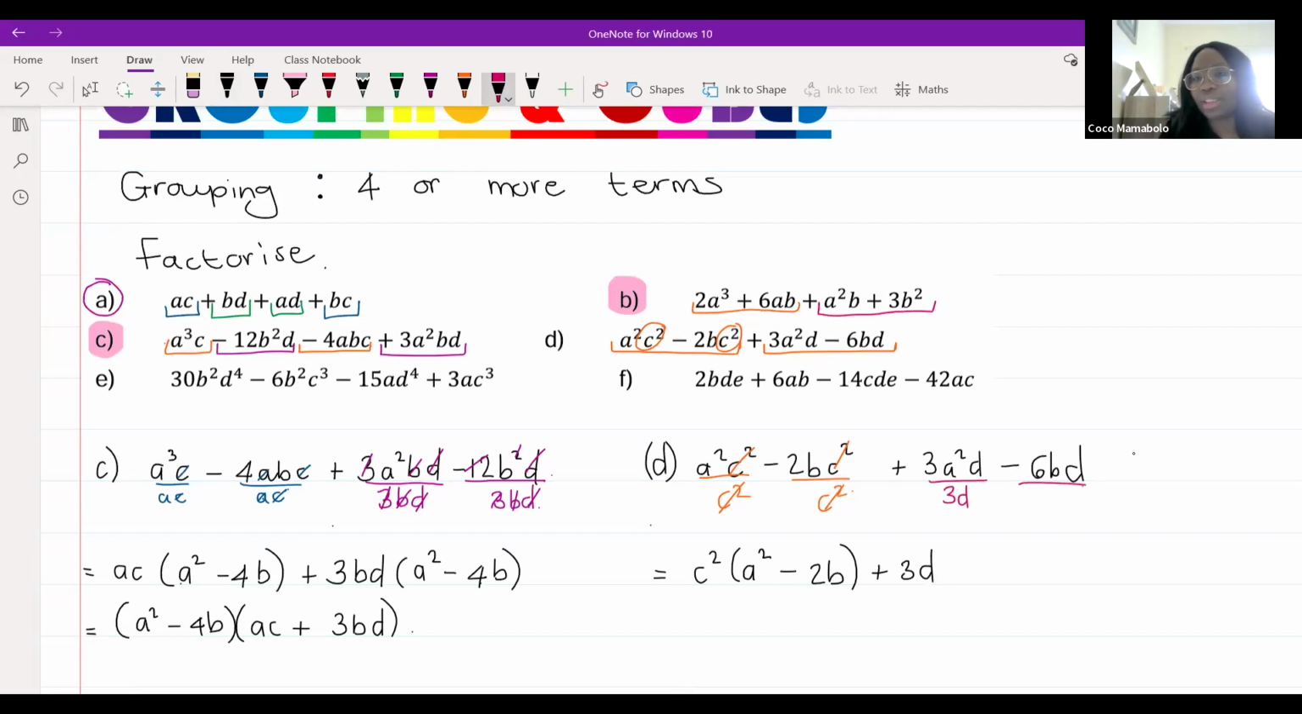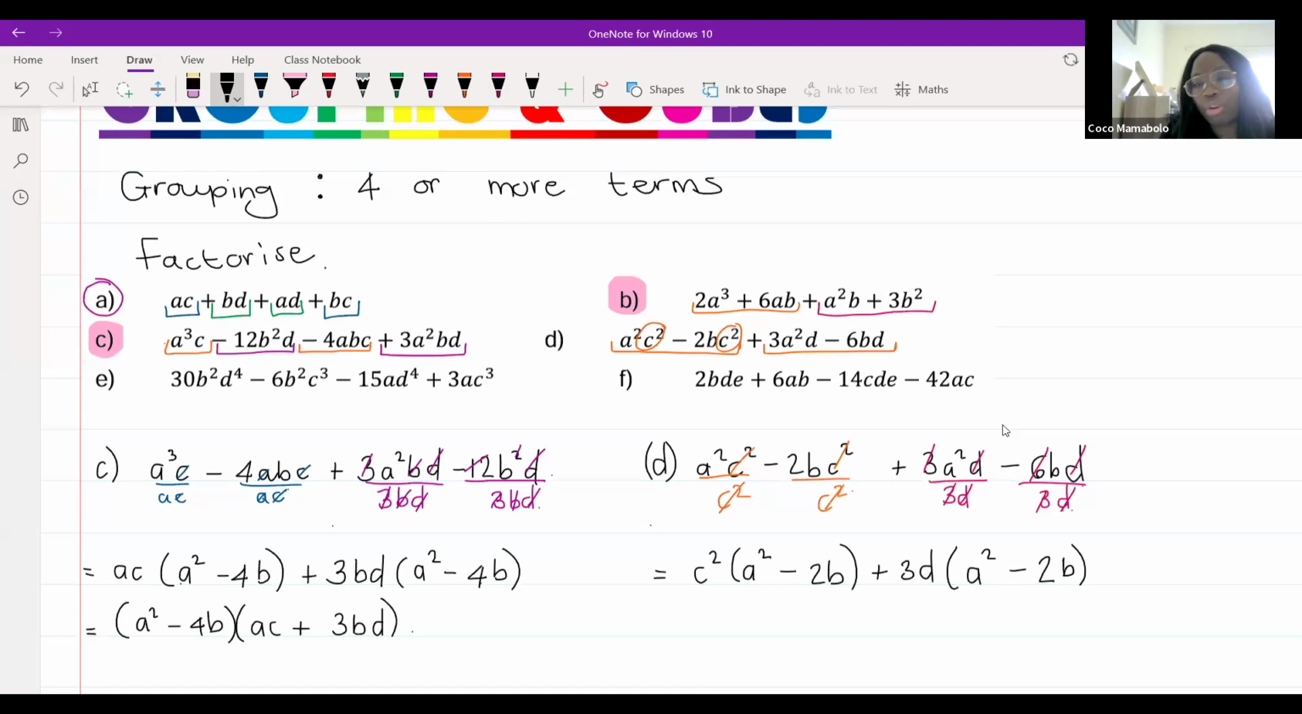So what we're then going to do is divide this part by 3D, and divide this part by 3D. Now I know that the 3 and the 3 will cancel because that will give us 1. And D and D will cancel. So I will have A squared left, minus, now negative 6 divided by 3 will give us negative 2. And D divided by D will also cancel, which will give us 1. So we've got B left.